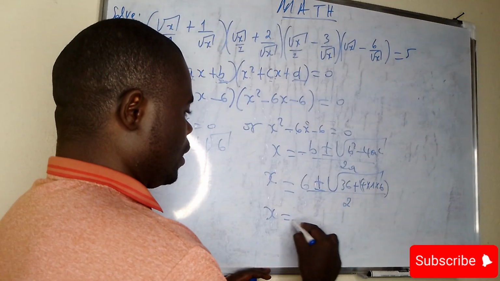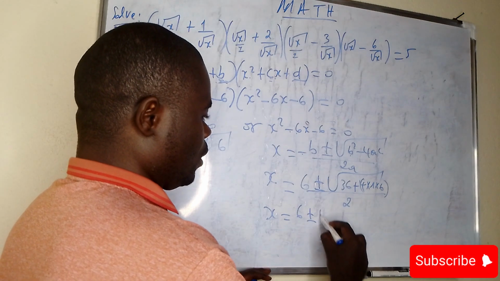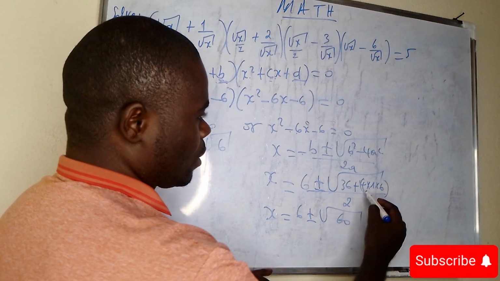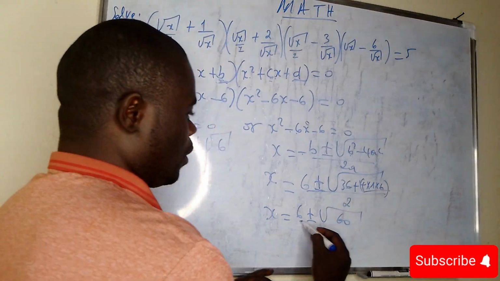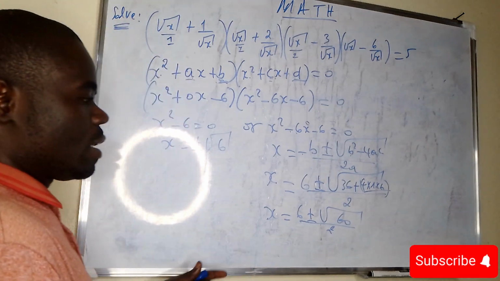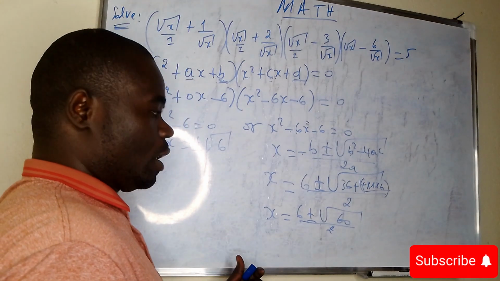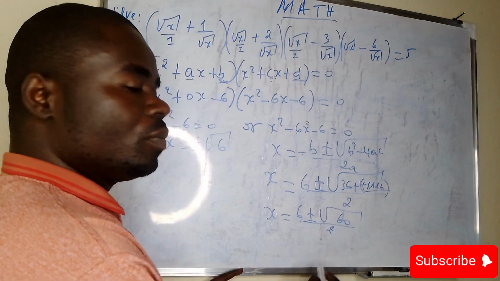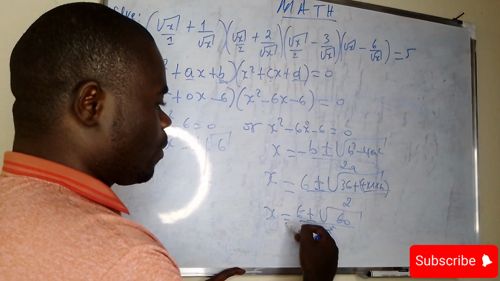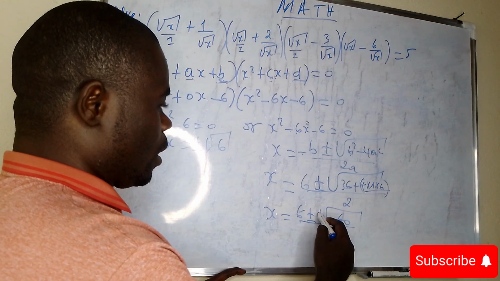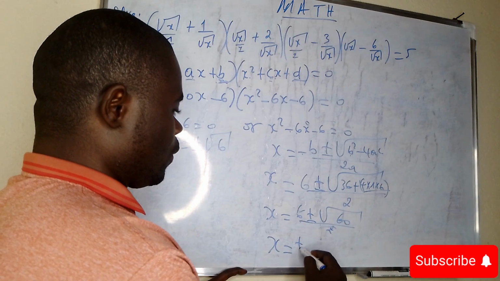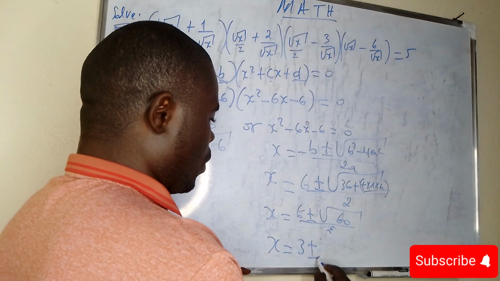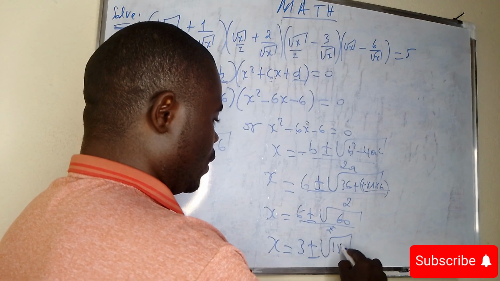So x is 6 positive or negative root of 60. Root of 60. This is 24. Then we divide by 2. So 60 is normally 4 times 15. And when 4 comes out of the square root, it will be 2. And then 2 simplified like this. Then here we get x is equal to 3 positive or negative root of 15.